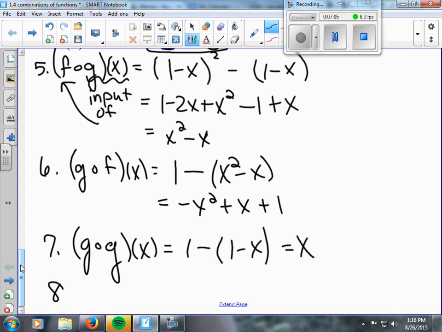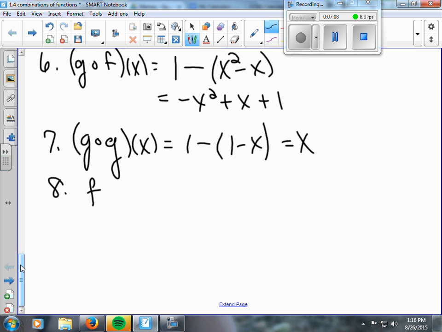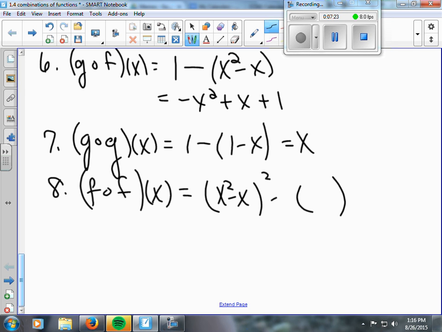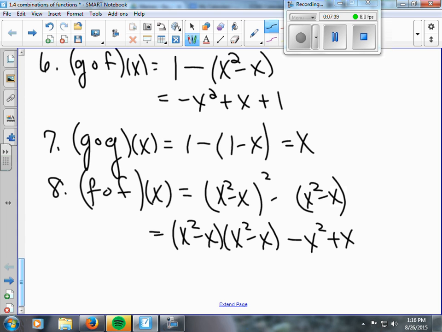And then finally, we're going to find f of f of x. And so f is the function x squared minus x, or input squared minus input. But now my new input is f, which is x squared minus x. So I have x squared minus x, squared, minus x squared minus x. And I have to FOIL this first x squared minus x. I will not do that in my head. Now I've distributed that negative.